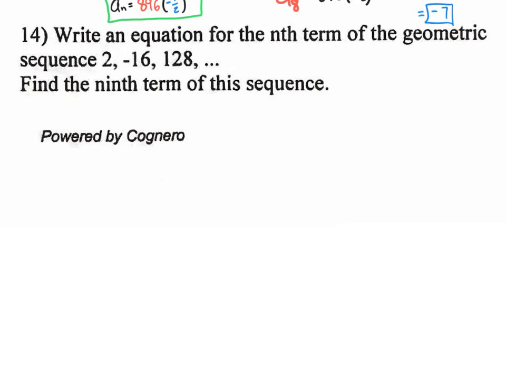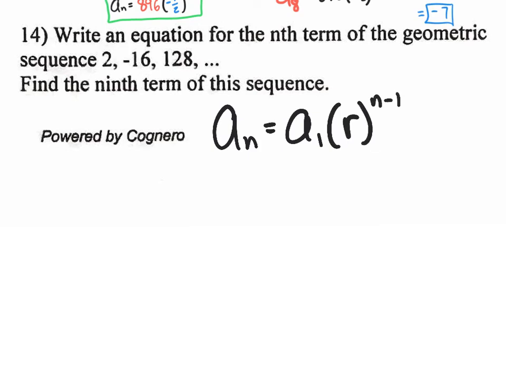So number 14 says, write an equation for the nth term of the geometric sequence. Once again, when they ask you to write the equation for the a sub nth term, you need to have it memorized that a sub n is really a sub 1 times the common ratio r to the n minus 1 power. And we should all know that a sub 1 is really what? The first number on your list, which is what? 2. So you really have 2 right here.